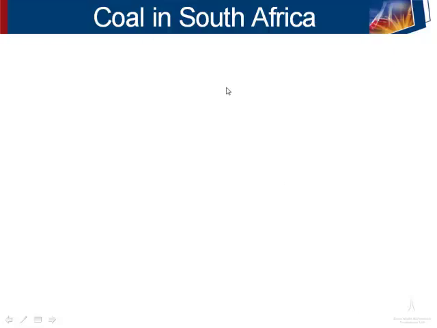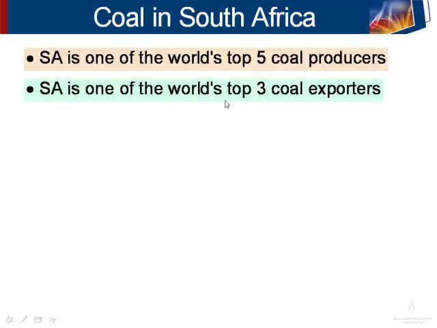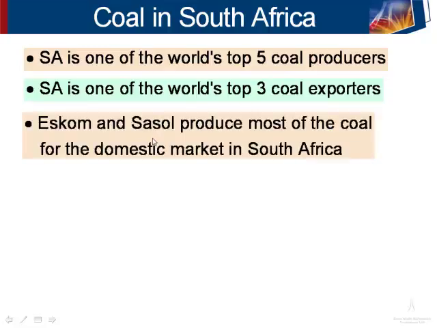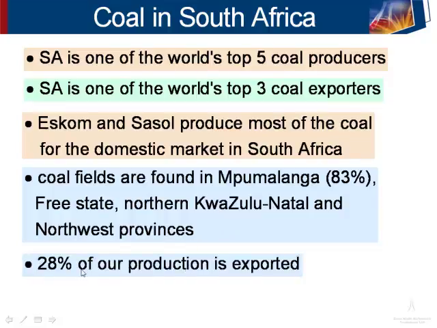Examining coal in South Africa, we find South Africa is one of the world's top 5 coal producers. It is one of the world's top 3 coal exporters, and Eskom and Sasol produce most of the coal for the domestic market in South Africa. Coal fields are mainly found in Mpumalanga, which is 83% of South Africa's coal fields, also the Free State, Northern KwaZulu-Natal, and Northwest provinces. 28% of our production of coal is exported.